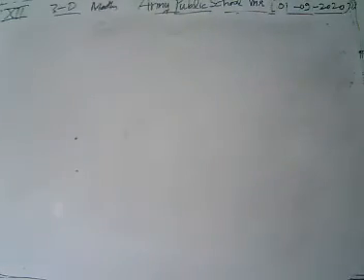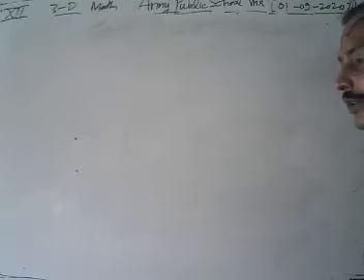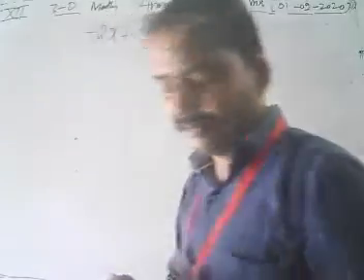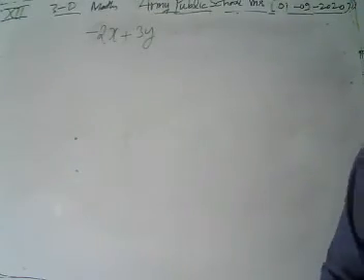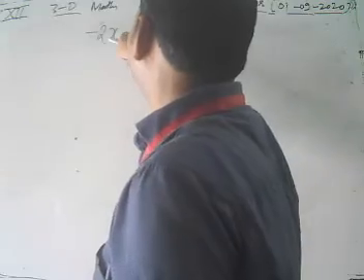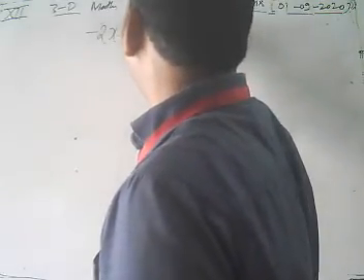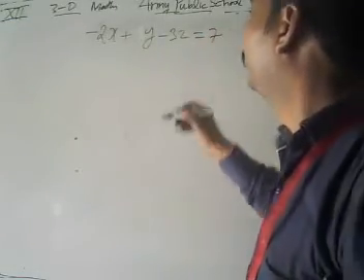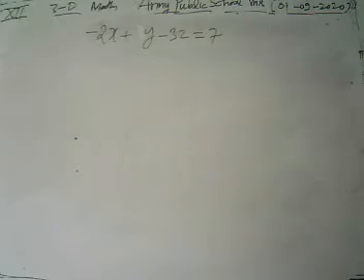Let's look up. We have to find the equation of the plane through (1, 4, -2) that is parallel to the plane. We have been given the equation of a plane: -2x + y - 3z = 7. Now, we have the given equation of plane -2x + y - 3z = 7.